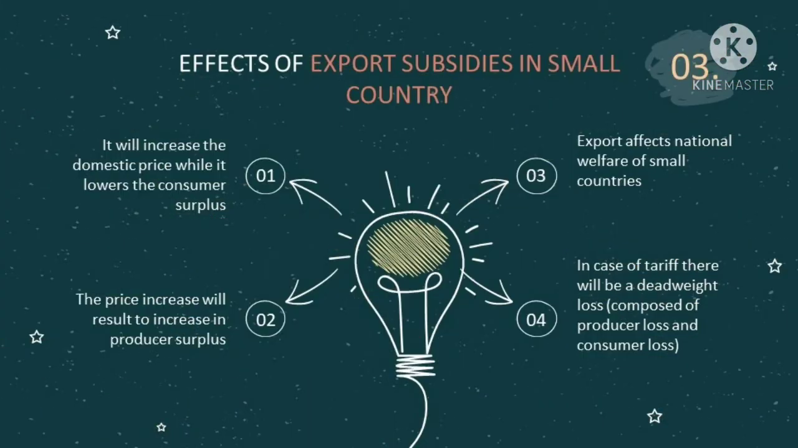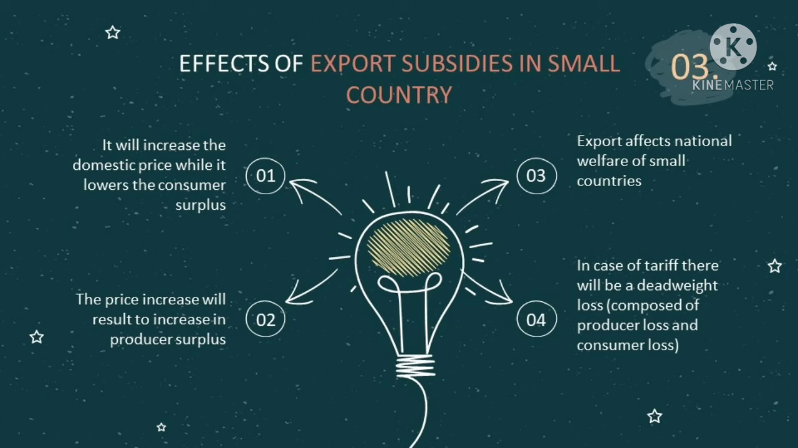Next, I will discuss the effects of export subsidies on small countries, also known as the home country or domestic country. The first one is that it will increase the domestic price while it lowers the consumer surplus. It is all about what happens when export subsidies apply to the value of money in each unit. It will increase the price in the home country because of the surplus brought by export subsidies.